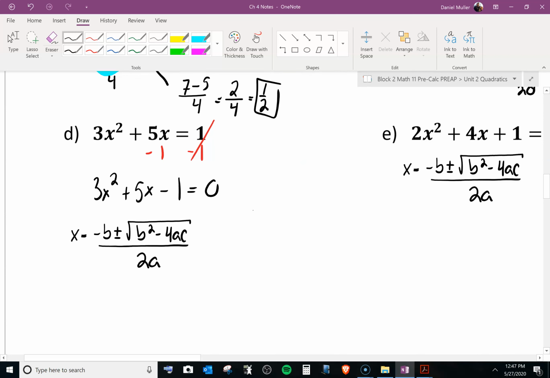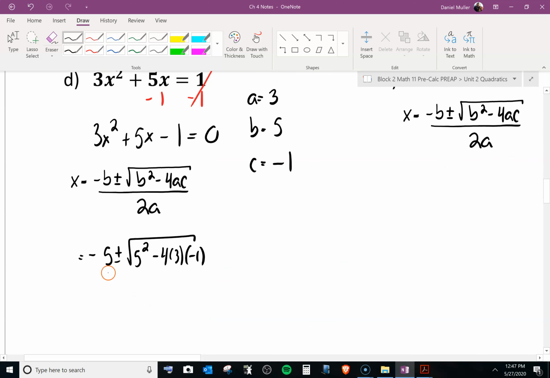Instead, what we're going to do is use this formula. So my A is a positive 3, my B is a positive 5, and my C is a negative 1. So my formula starts with a negative sign, and then B is 5, plus or minus the square root of B squared, which is 5 squared. I don't need a bracket because it's not a negative. 4 times A, which is 3, times C, which is negative 1, all over 2 times A, which is 3.